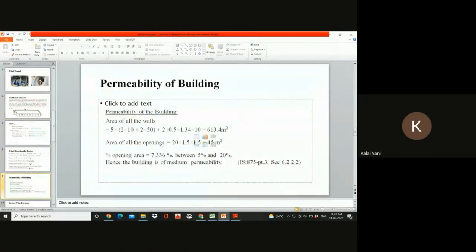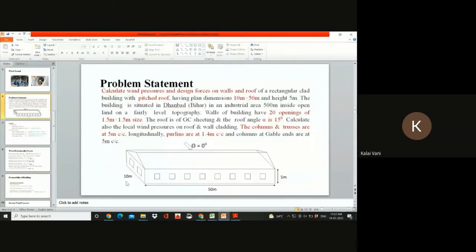So five is the height of your truss. Two sides you are having 10 meter length walls, and another two sides you are having 50 meter length walls, right? This side 10 meter and this side 10 meter, two sides you have 10 meter, and this 50 meter, the wind hitting area, and another side you have 50 meter, multiplied with this height. You are getting the total area of the walls around your building, and next the roof.